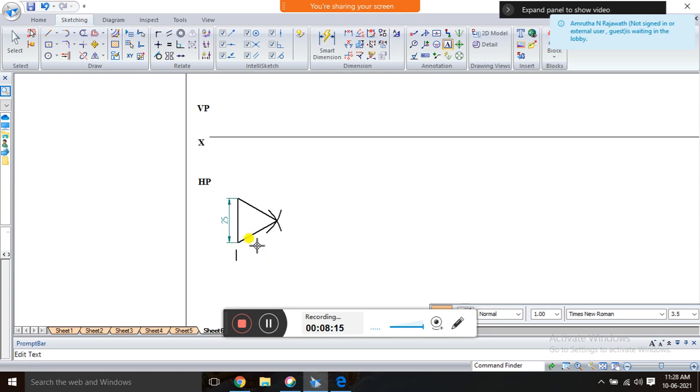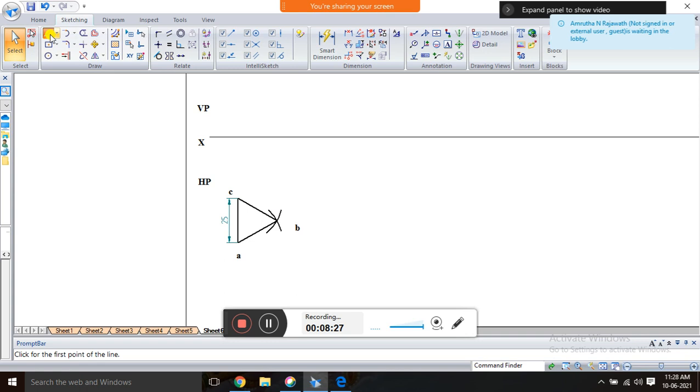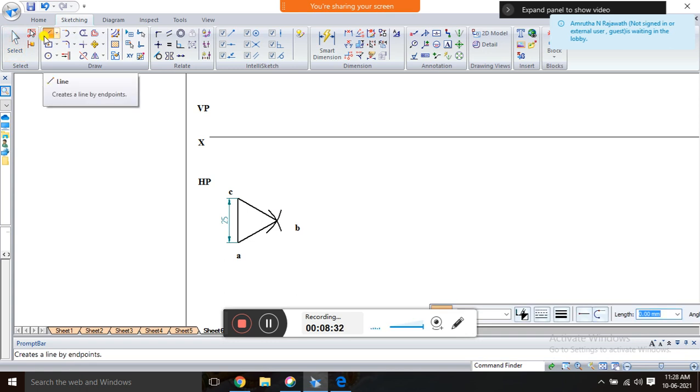This point we can call A, this is B, and this is C. A, B, C represents the top view. If it is A dash, B dash, C dash, it represents the front view. So once we finish the first position, this is with any convenient distance from the XY line. You can take any convenient distance from the XY line.